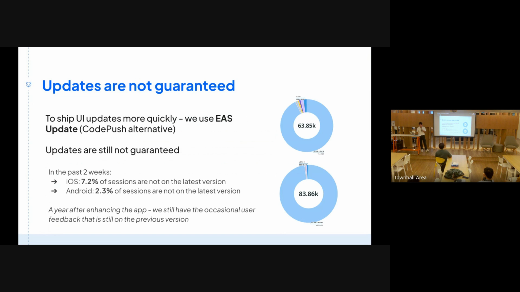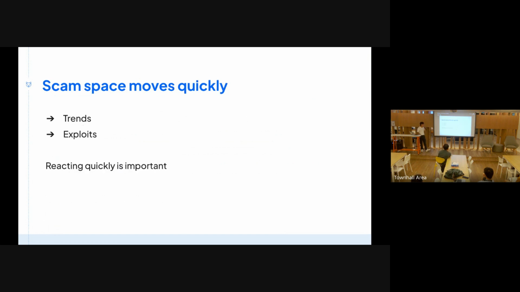And why is this a problem for us? When we work in the scam space, trends come and go really quickly. Scammers take advantage of exploits very fast. And so updates being slow and not guaranteed are an issue because we can't react to it. Imagine you're trying to work on ScamShield and suddenly overnight someone takes advantage of a big exploit that you want to get out to your users. Not only will it take like a week for your users to have it, but half of your users are still on last month's version.